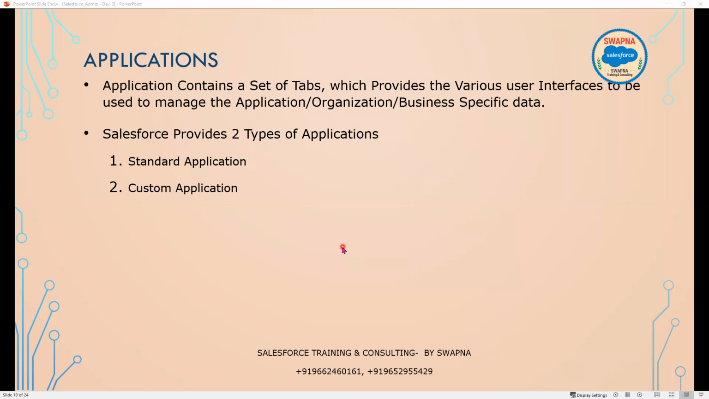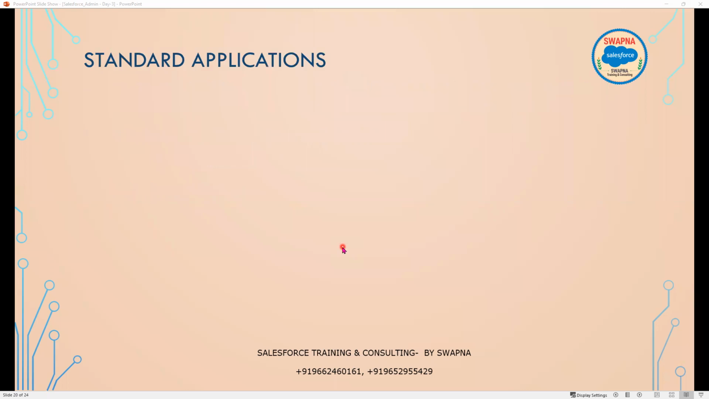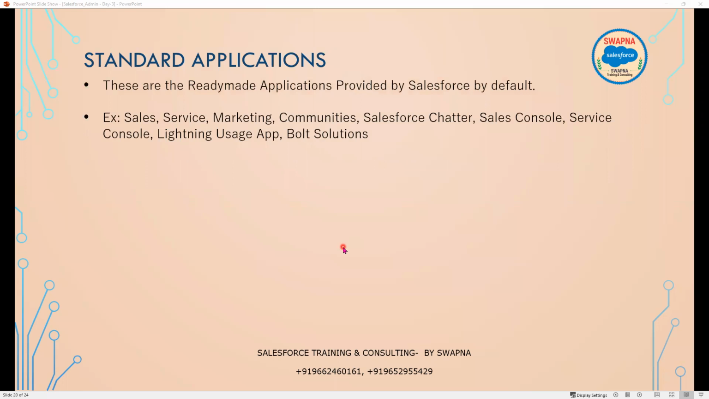Now, let's see the standard application. What are the standard applications? These are the ready-made applications provided by Salesforce by default. Examples: sales application, service application, marketing application, service console application, lightning usage application, Bolt solution application, communities application, Salesforce chatter application. These are the different applications, provided by default by Salesforce.